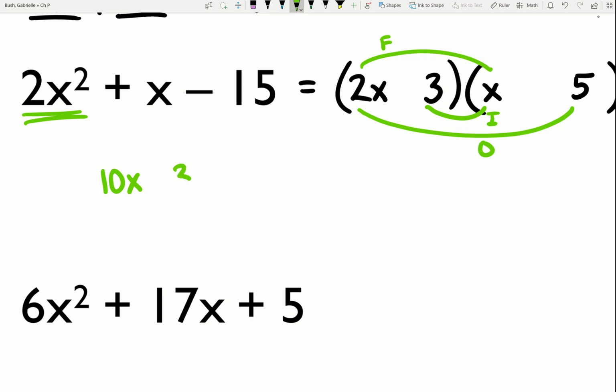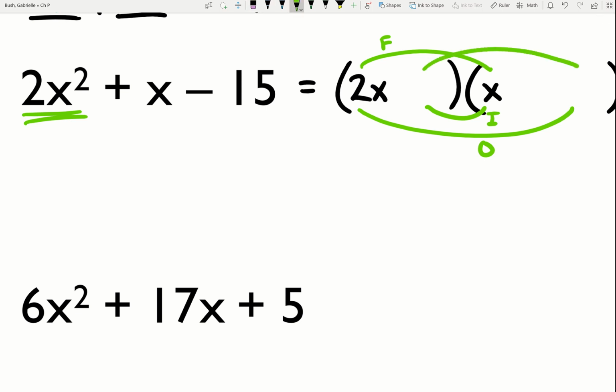Well, that's going to be a 3x there, and depending on the signs of these numbers, we're either going to add these two together or we're going to subtract them together. Either way, we're not going to end up with a positive 1x result there. So I don't think 3 and 5 should be the ones that go into these spaces.